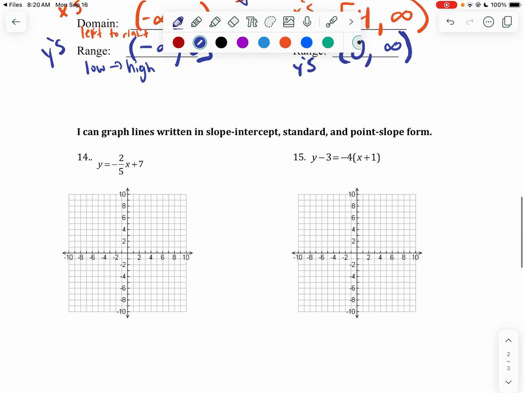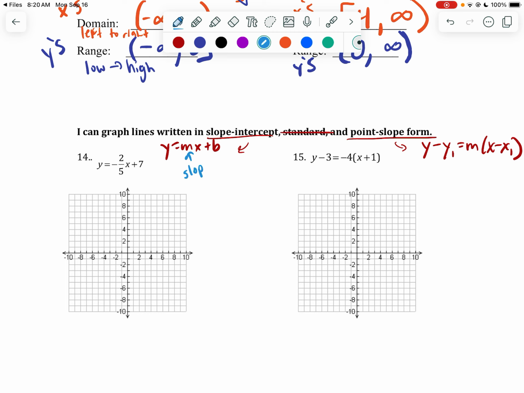All right, next part was graphing. So you have two forms. There's y equals mx plus b, and then there's also y minus y1 equals m times x minus x1. That's point slope. This is slope intercept. We didn't actually do standard. Remember m is always for slope in both of these. In slope intercept form, b is the y-intercept, and that's where you start.